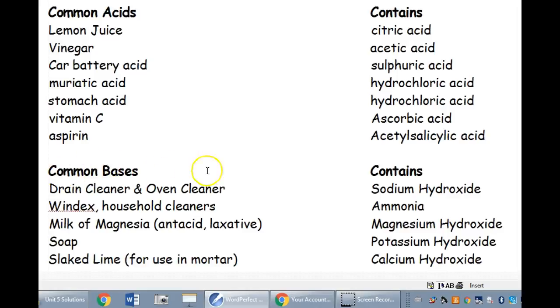Here is a list of common bases, and what it is within that particular substance that makes it basic. For example, soap. Most of the soaps that we have in our home are potassium hydroxide, or they might be something called sodium lauryl sulfate, but they will act as a base. As I've said, finish this bit of work before you move on, just so that you're familiar with some of the ideas related to acids and bases.